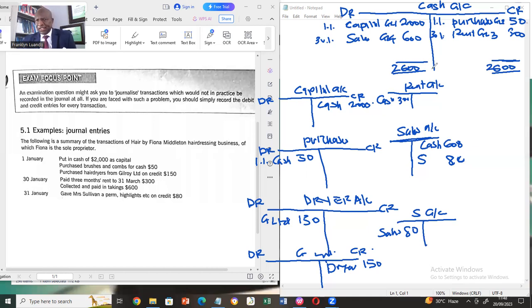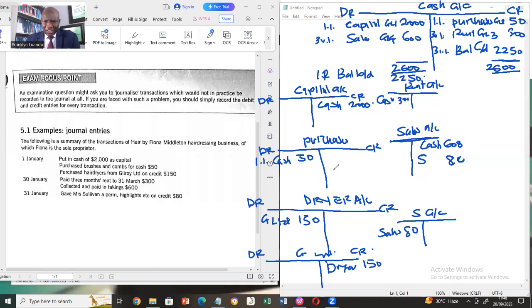Now, out of 26, we spent 50 and 300. So at the end of the month, which is 31st, the balance there will be balance carried down. So here we are going to have how much? 22.50. Always the balance is brought down on the other side. This will be on 1st February. So the balance there will be brought down 22.50.